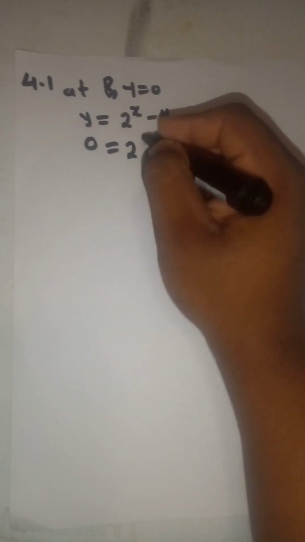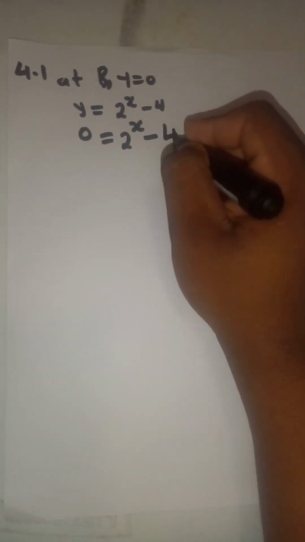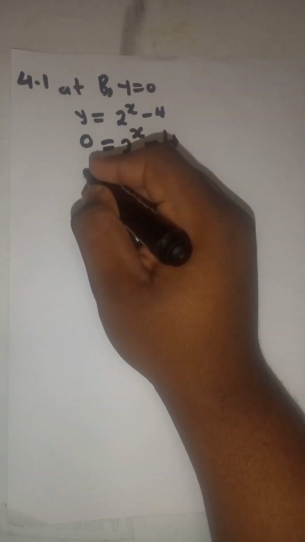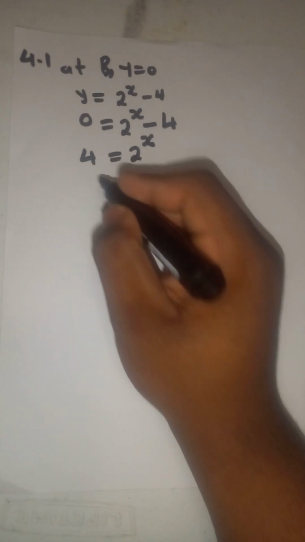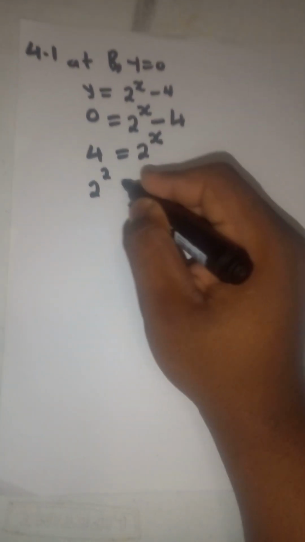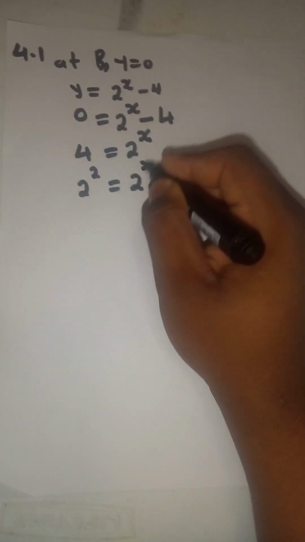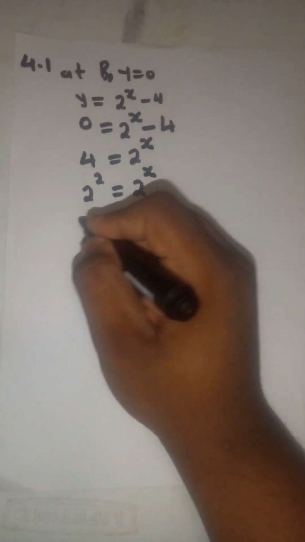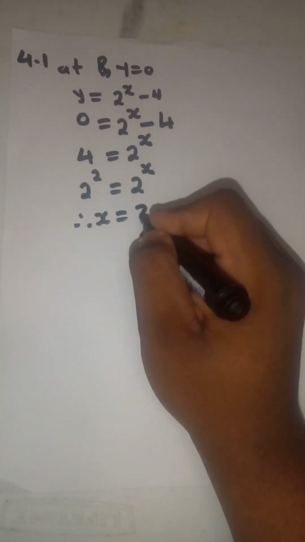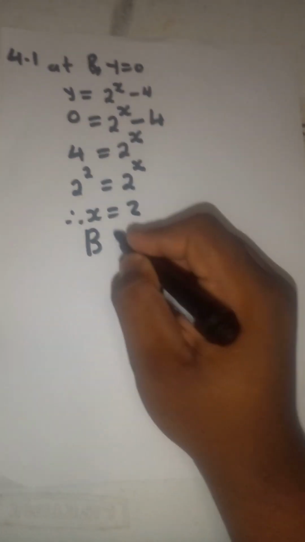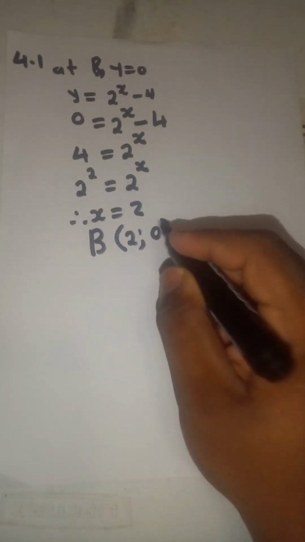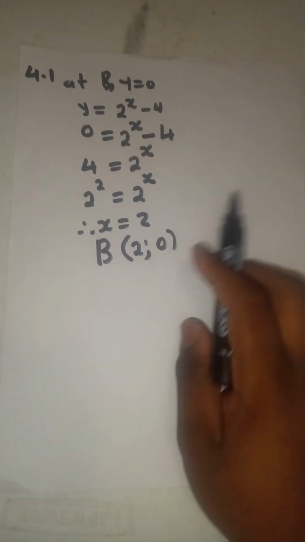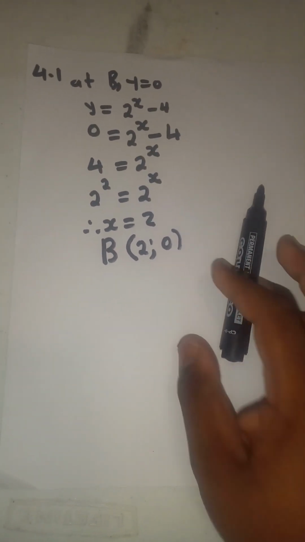It is equal to 2 to the power of x minus 4. Take this 4 to the other side. It will be 4, which is equal to 2 to the power of x. And then since these are exponents, this 4 can be written as 2 to the power of 2, which is equal to 2 to the power of x. And then same bases, therefore x is equal to 2. Meaning at B, the x coordinate is 2, and the y coordinate is 0. Those are the coordinates of B, as you can see there. Is it fine? Let's go to the next question.